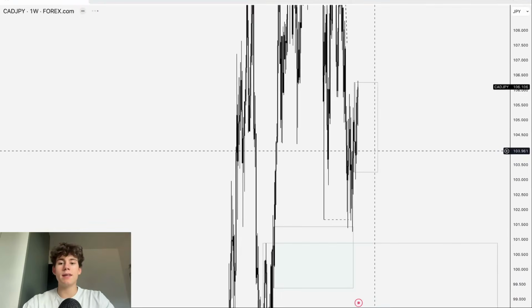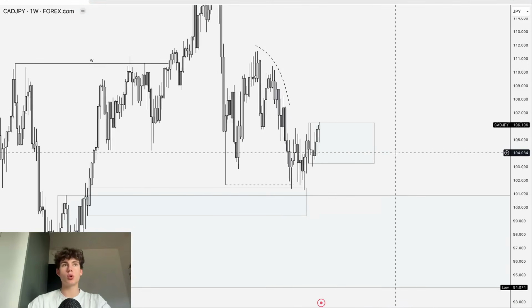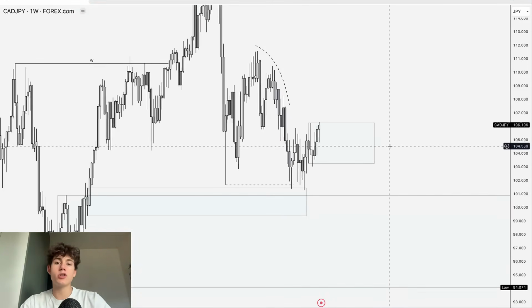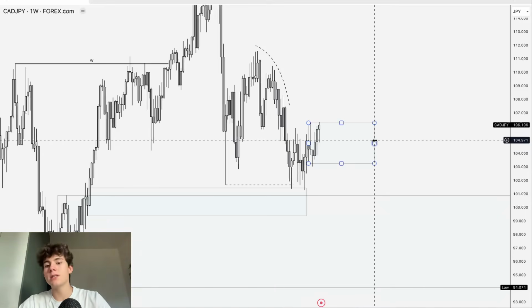Then going over to CAD yen, I'm also looking for shorts. Why? Because again, the yen should trade up higher and the CAD should trade down lower. Now US oil, again, like I said multiple times, could push CAD up higher, but eventually I think CAD could trade down lower. So that's also what I'm waiting for.